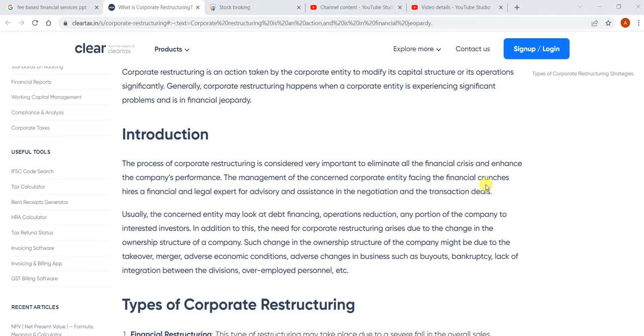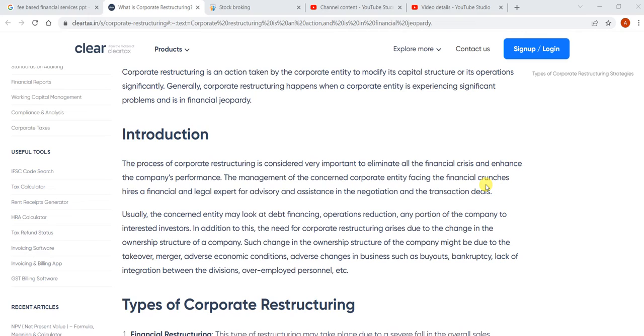The process of corporate restructuring is considered very important to eliminate all the financial crises and enhance the company's performance. The management of the concerned corporate entity facing the financial crunches hires a financial and legal expert for advisory and assistance in negotiation and the transaction deals. Usually, the concerned entity may look at debt financing, operations reductions, or selling any portion of the company to interested investors.